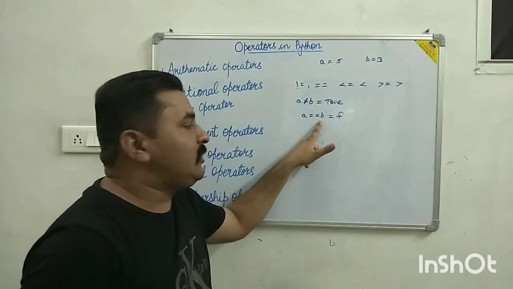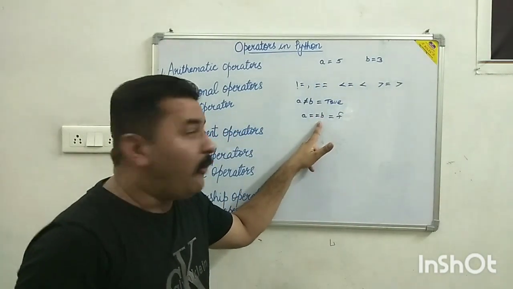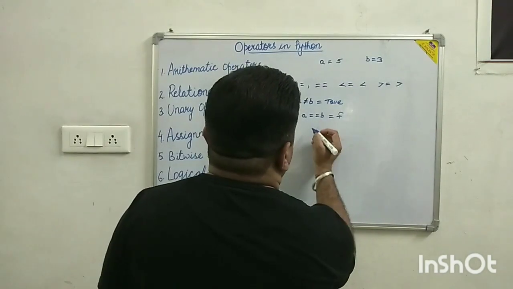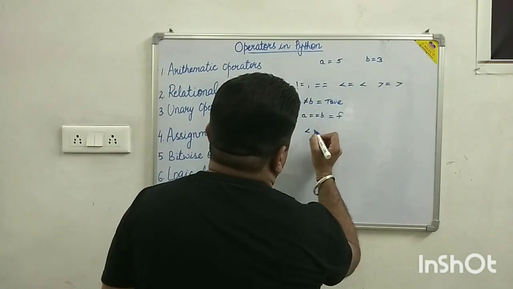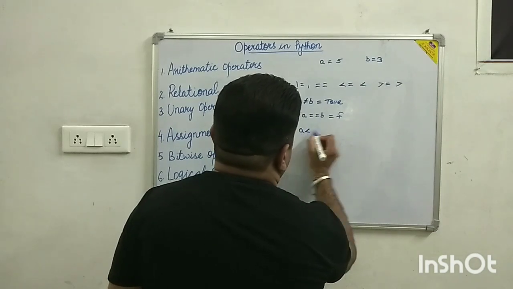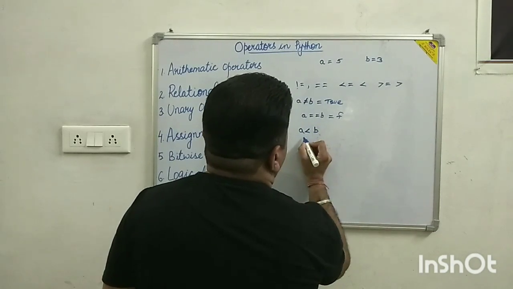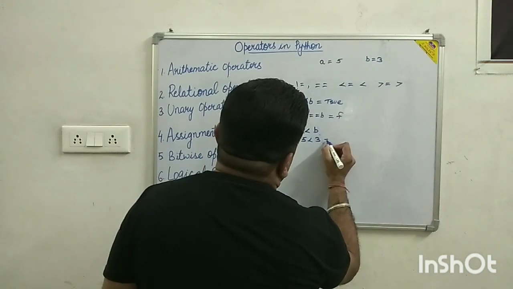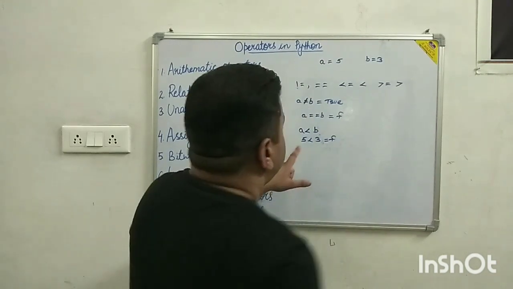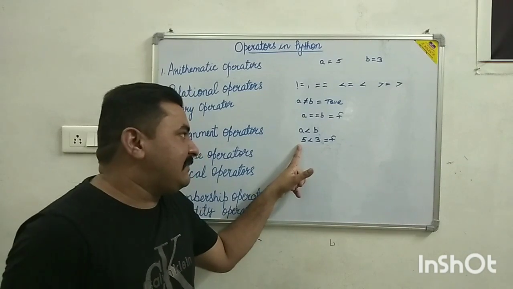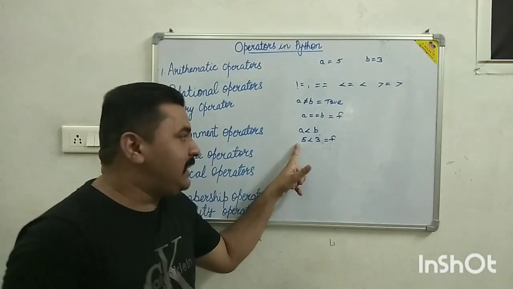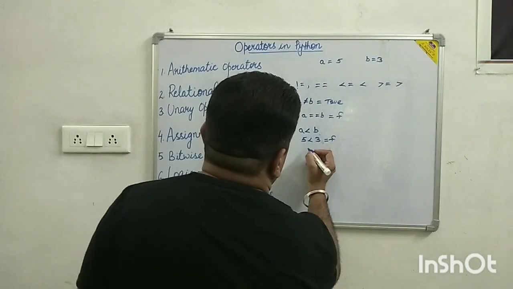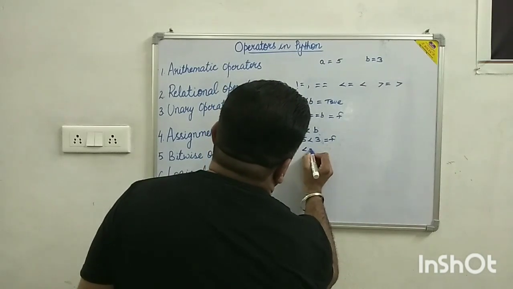So A is not equal to B, and we can say that it is false. Then comes less than. Less than means A is less than B, meaning 5 is less than 3. So we can say that it is false, because A is not less than B, A is greater than B. Next comes less than or equal to.